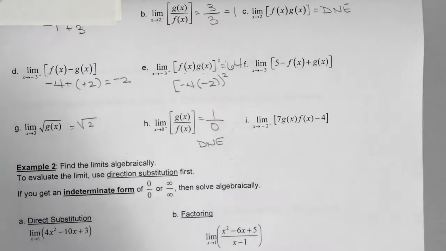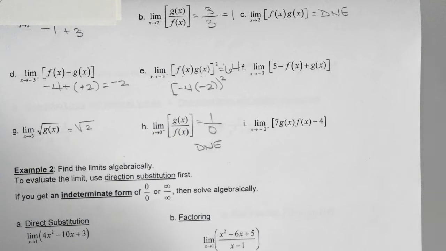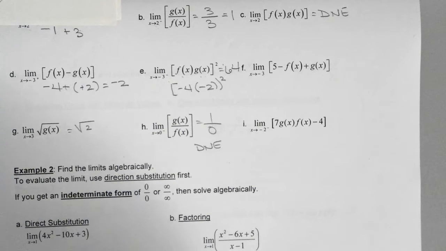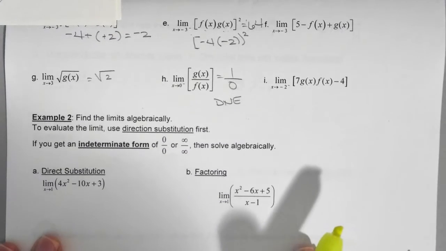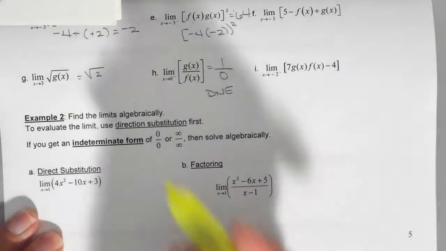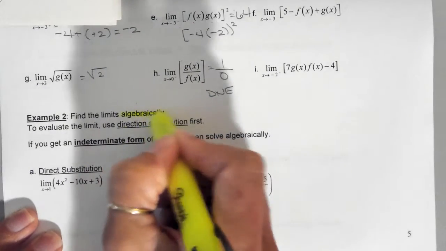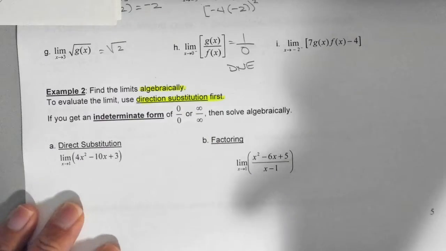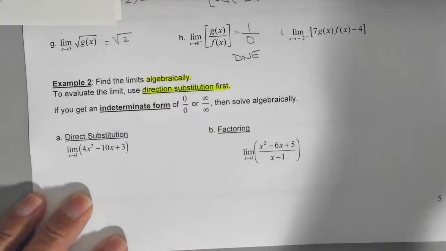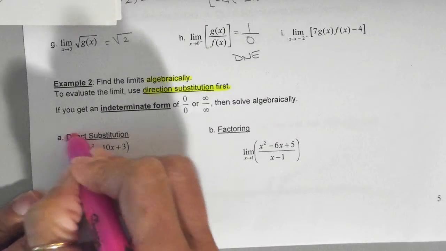Okay. Questions on using these properties? Anyone have any? No? Okay. So now we're actually going to go back and evaluate using some algebra. So we want to find these limits algebraically. And when you're asked to find the limits algebraically, basically what we're asking you to do is try direct substitution first. Okay? So we're going to look here at a direct substitution problem.